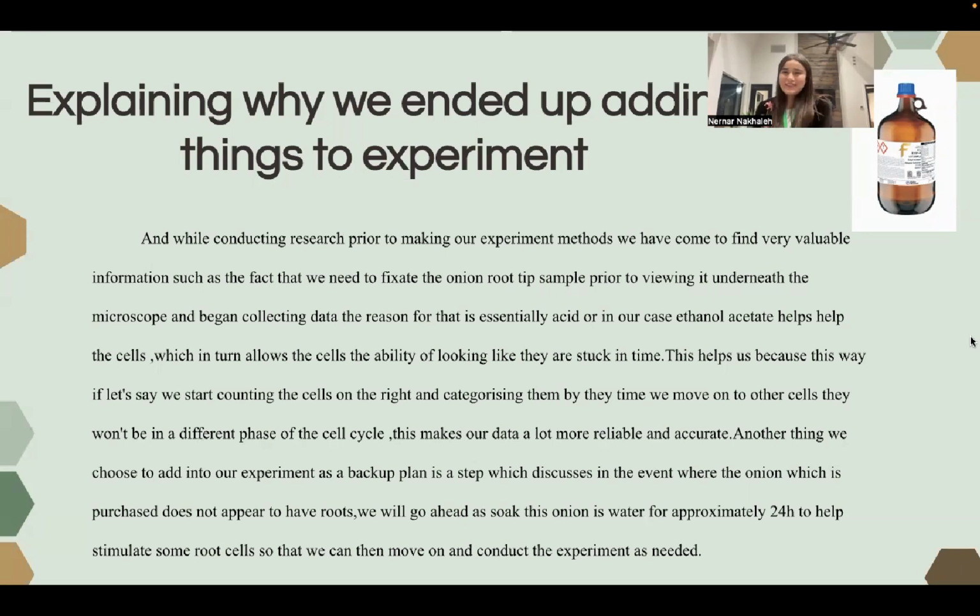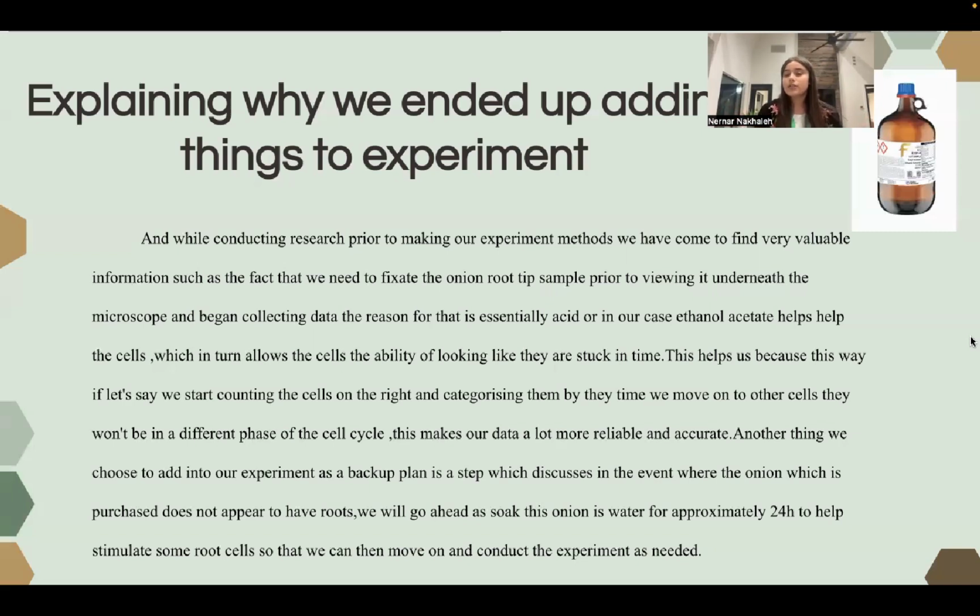Hi guys. Okay, so now we're going to jump into explaining why we ended up adding things to the experiment. There are two things that we decided to add, one as a precaution, the other absolutely needed. The first, the precaution, is in case they give us an onion root tip which does not have any roots that are sprouting, and so we cannot really start our experiment.